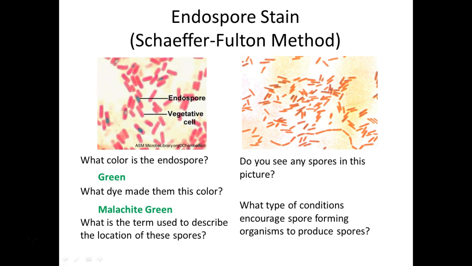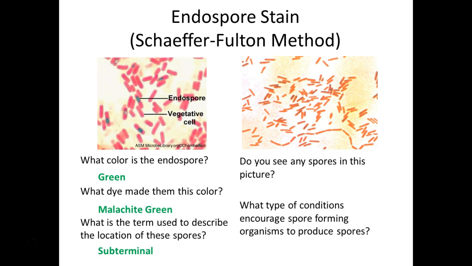So in the case of this one, you can see it pretty well, right? You see the spore, you see the cell. What term will we use to describe this location of the endospore? This would be subterminal. So it's not completely at the end, right? And it's not in the middle. At the end, it would be what? Terminal. Right smack in the middle, central. And this is in between those two, right?